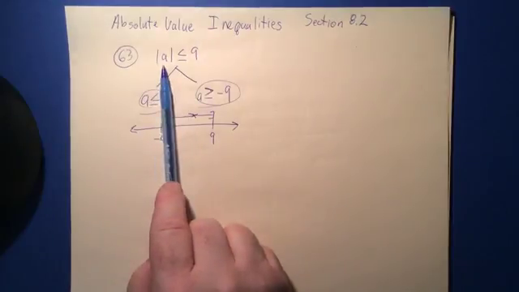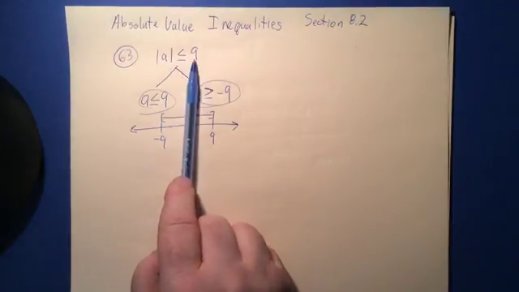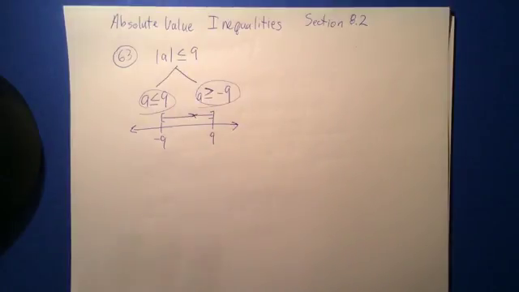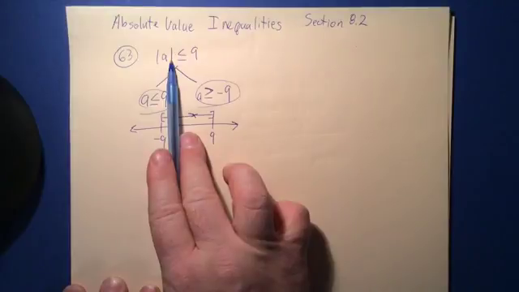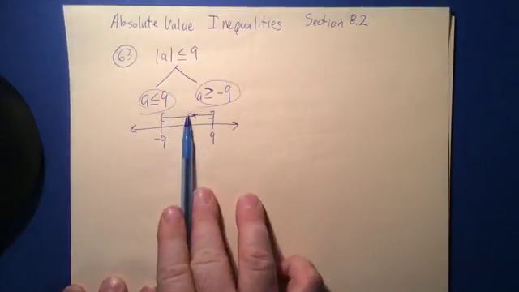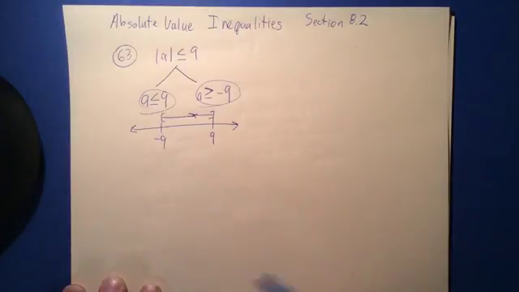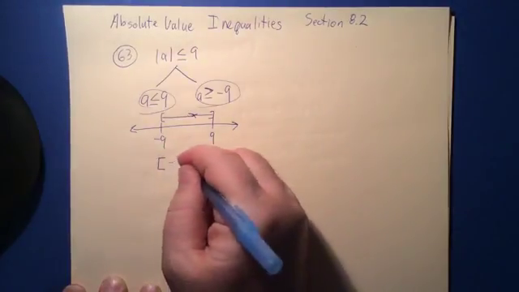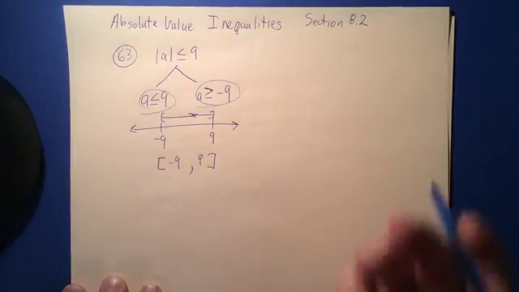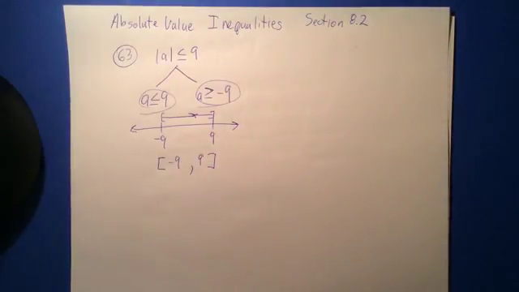For example, negative 1. The absolute value of negative 1 is 1, and that's less than 9. So this looks like it's going to be true. So here's how we represent the solution to this absolute value inequality on a number line. How do we represent it in interval notation? Exactly as we did before. Bracket, negative 9, comma, 9, bracket. And now we have the solution to this absolute value inequality expressed in interval notation.